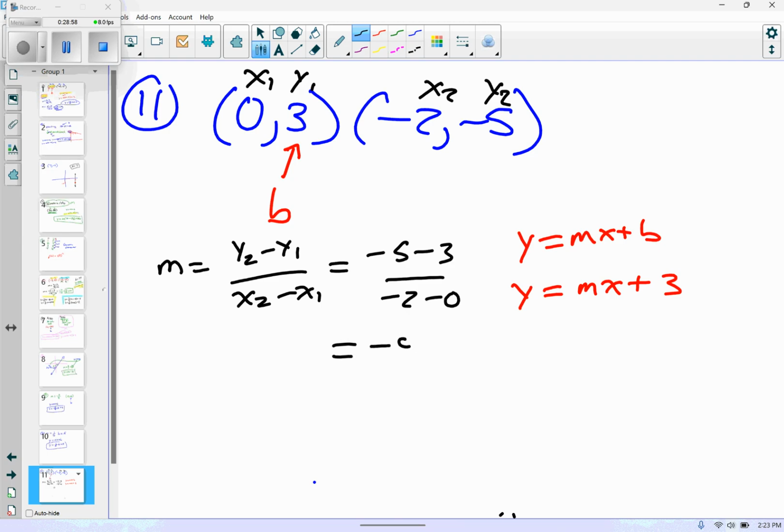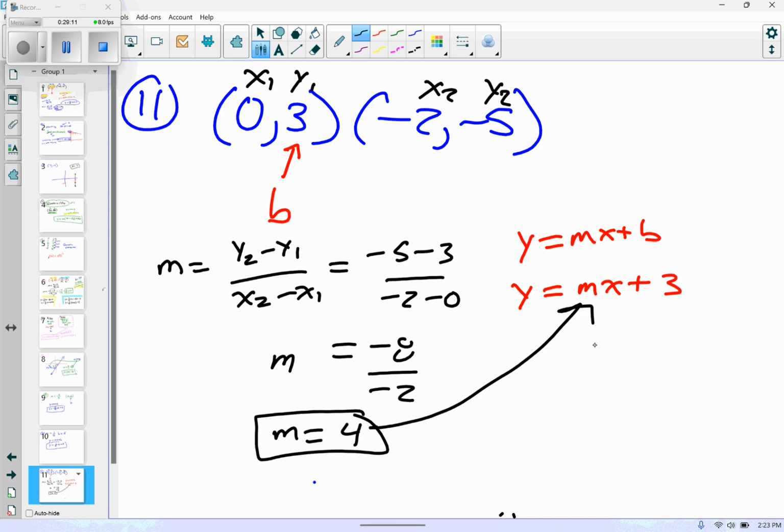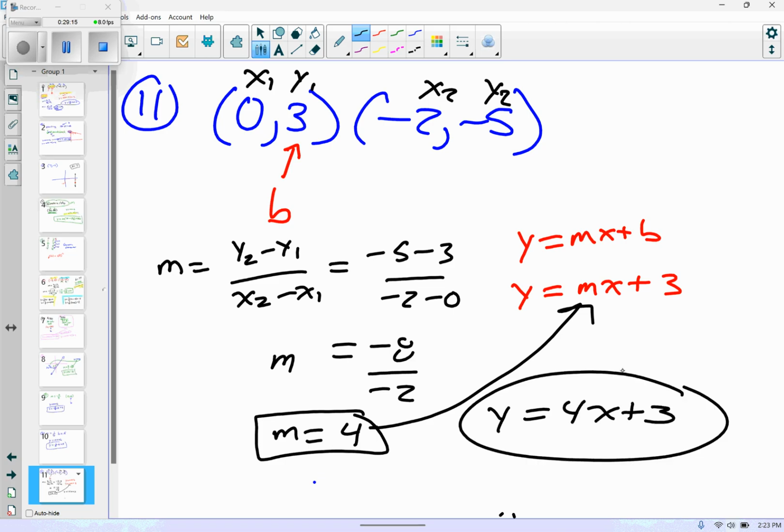Negative 5 minus 3 is negative 8 over negative 2. Negative over negative is? Positive. 8 over 2 is? 4. Good. Hey, look, that's going to go right there. Y equals 4x plus 3. I love it.